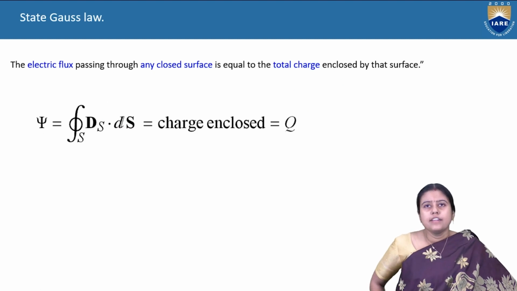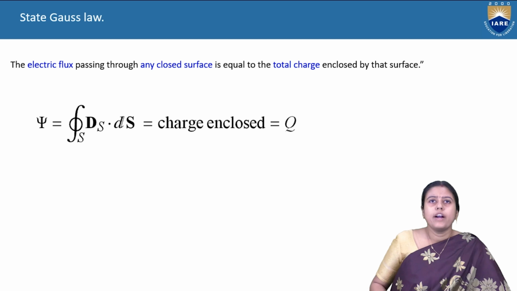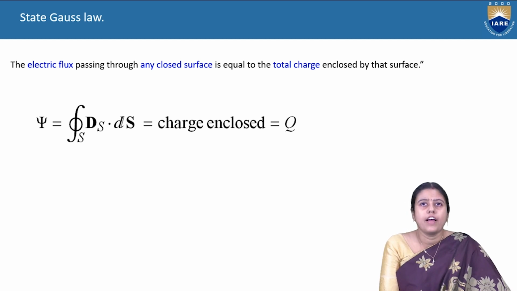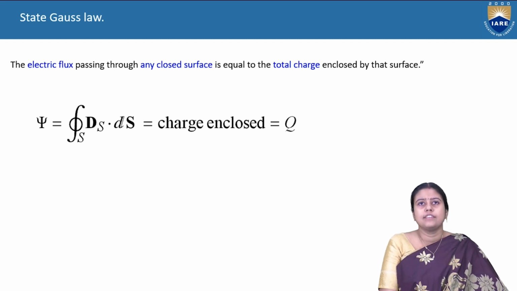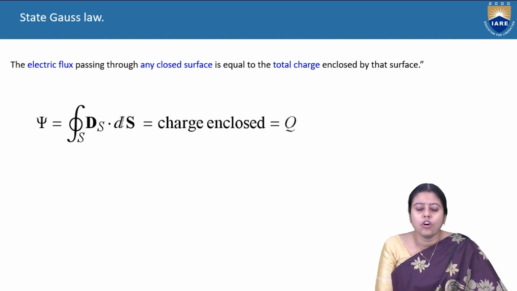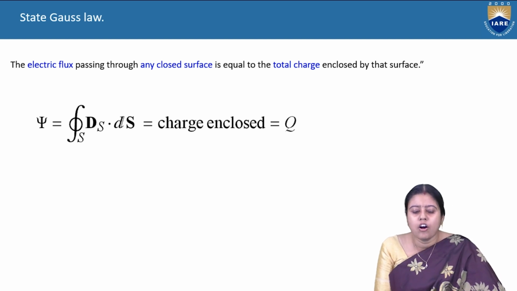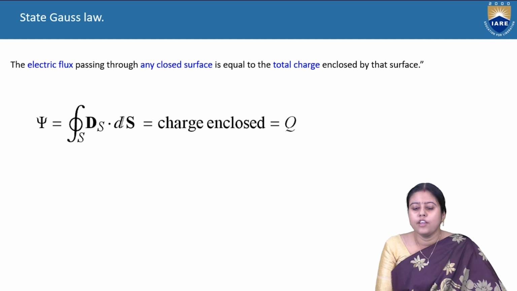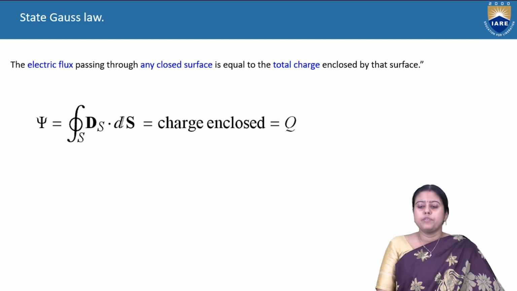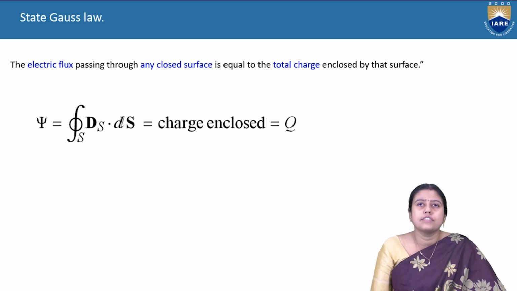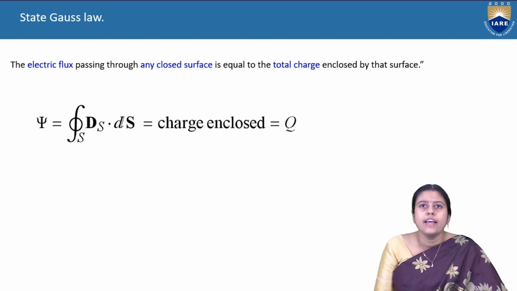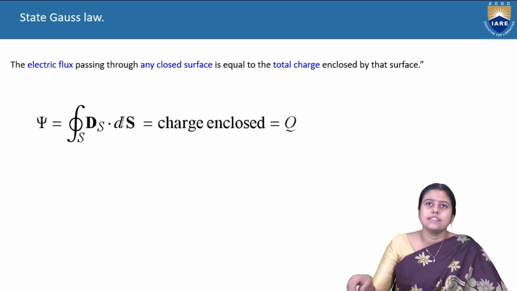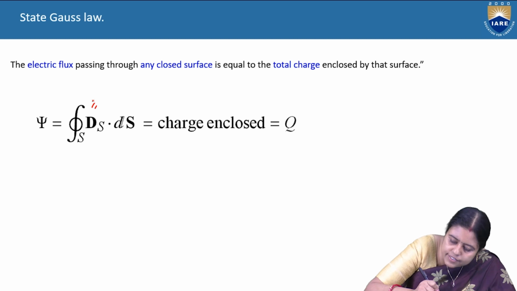Next one is to state Gauss's law. What is Gauss's law? The electric flux passing through any closed surface is equal to the total charge enclosed by the surface. What does Gauss's law tell? The number of electric flux lines passing through any closed surface is equal to the total charge enclosed. Gauss's law: psi, the electric flux, is equal to the integration of D ds, where D is the flux density.